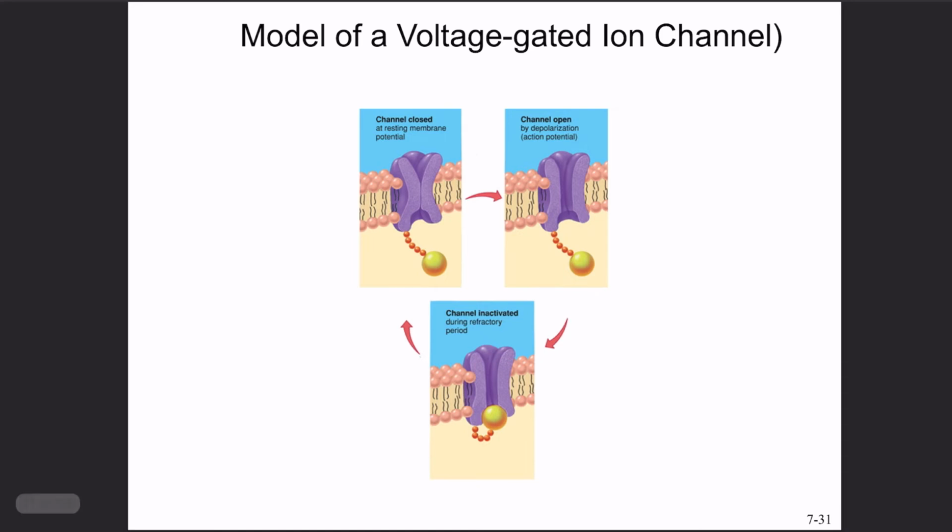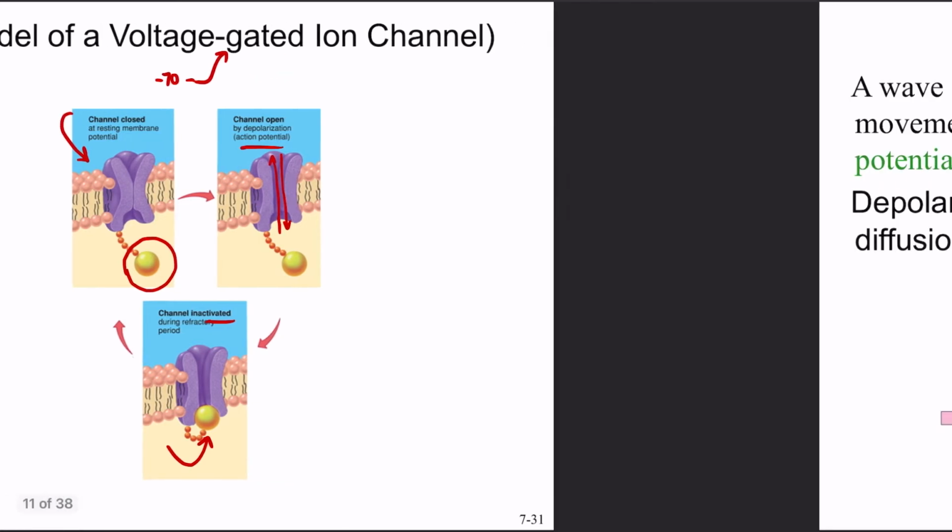So this is what it can look like. A voltage-gated channel is here shown closed. When our resting membrane potential goes upward and depolarizes, it is going to open up the channel so that ions can rush in or out, depending on which one we're talking about. But there is also a ball and chain here that can cause it to not close, but to inactivate. So this inactivation can occur during the refractory period, which we'll talk about in just a second.